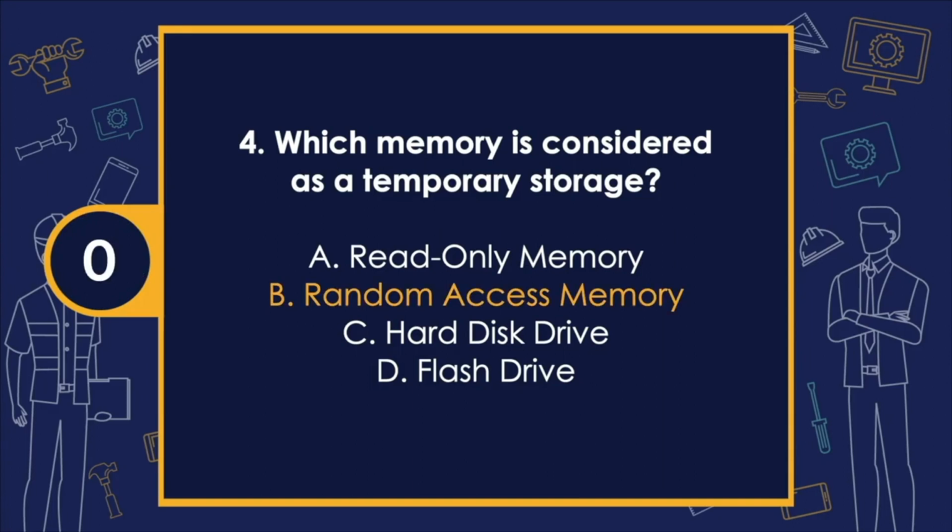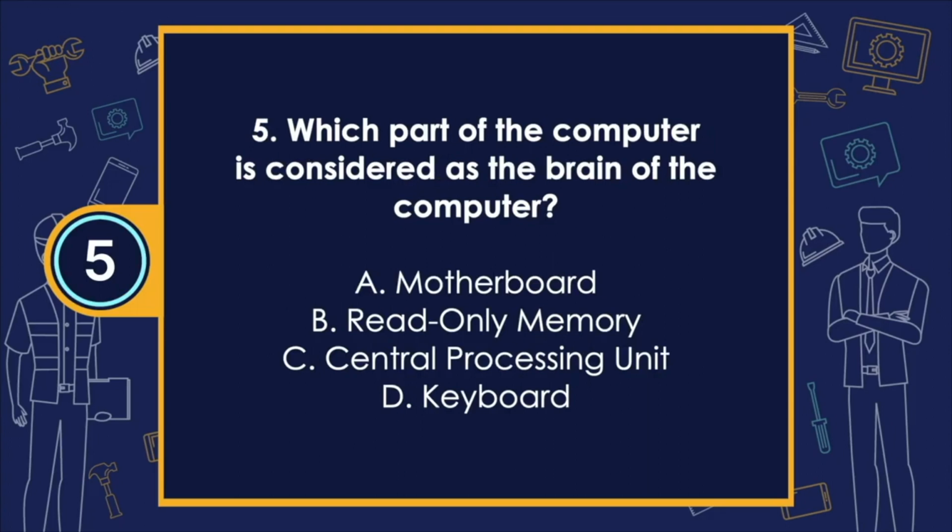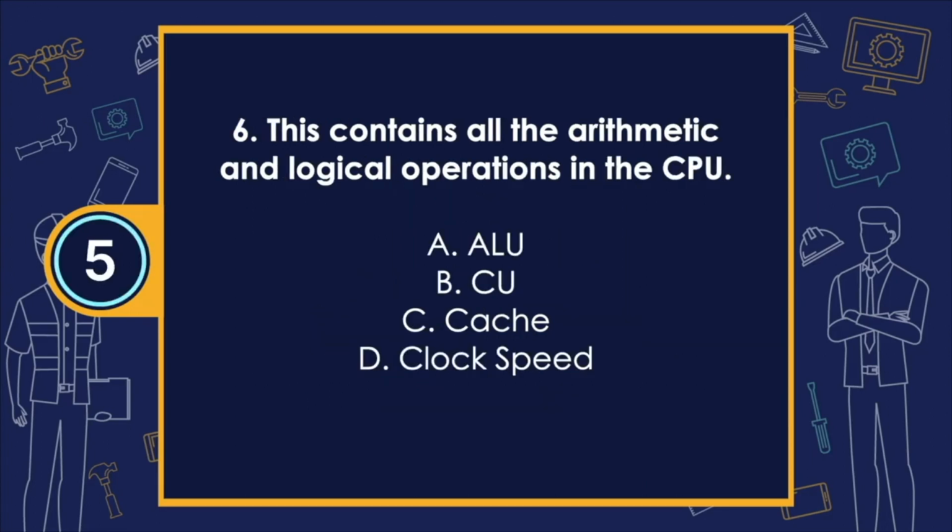Number 5, which part of the computer is considered as the brain of the computer? The correct answer is letter C, the central processing unit. Number 6, this contains all the arithmetic and logical operations in the CPU. The correct answer is letter A, ALU, or arithmetic logic unit.